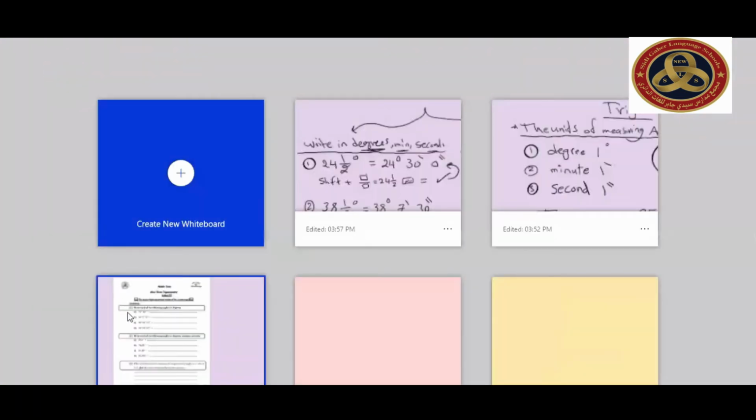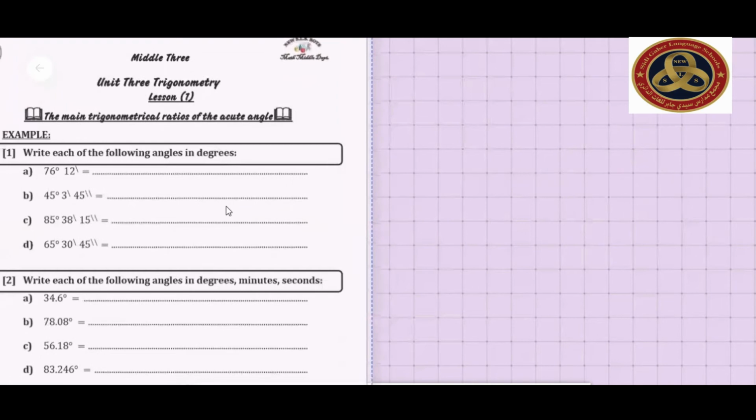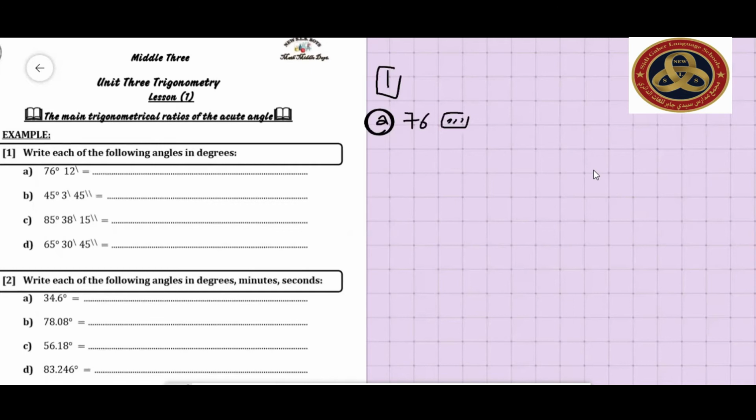Okay, now open your booklet, page 3, and we have some examples. We have to solve them together. The first one asks me to change this measure into degrees only. What will I do to solve the first one? He gives me 76, so I will write 76, then comma on the calculator, then 12, then comma. Press equal. We get the same measure. Then press shift and S to D. What do we get now? We get 76 and 1/5 degrees. This is the first one.